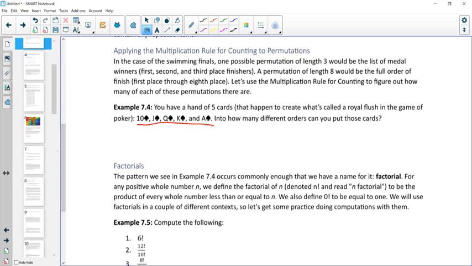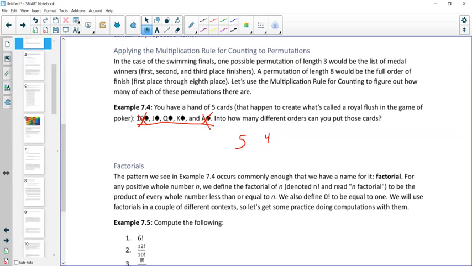So my first card can be any of them, right? So there's 5 possibilities for the first card. So let's say the first card was the ace. Now, how many possibilities do I have for the second card? Well, of course, there's 4. Now, let's say the second card was the 10 of spades. Doesn't really matter what it was, but to make this easier to see.